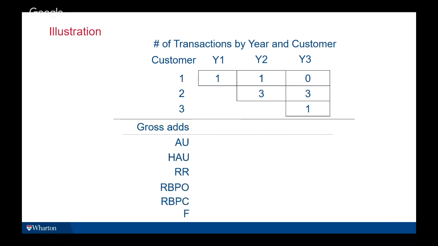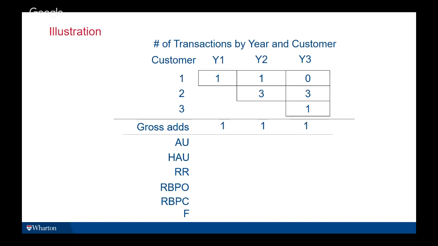So let's think about the metrics. Gross customers acquired in years 1, 2, and 3 would be 1, 1, and 1, because we acquired customer 1 in year 1, customer 2 in year 2, and customer 3 in year 3.